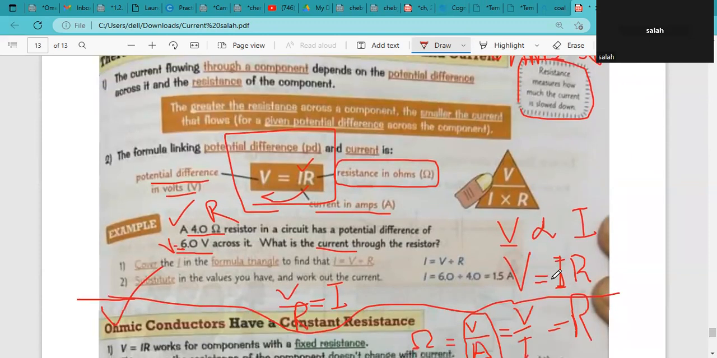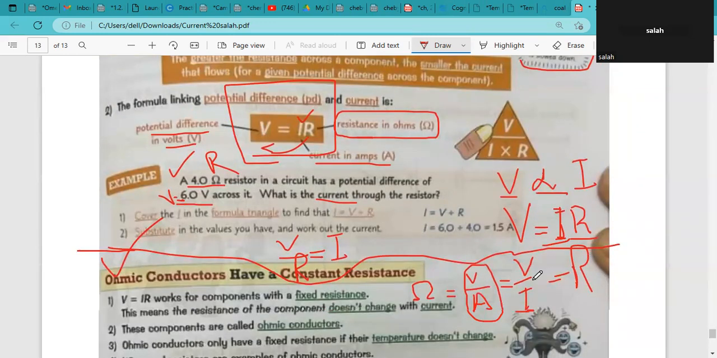But he also mentioned that there is some resistance in the circuit which opposes the flow of current. So he put R, a variable there, which represents the resistance value. In order to find the resistance value, we just divide potential by the current, and we see it is equal to the ohm. So that is actually the resistance.